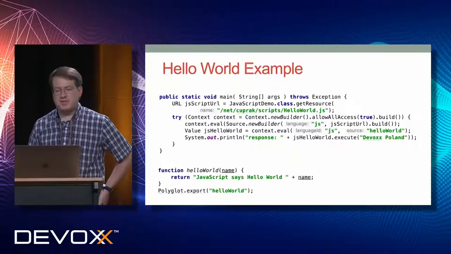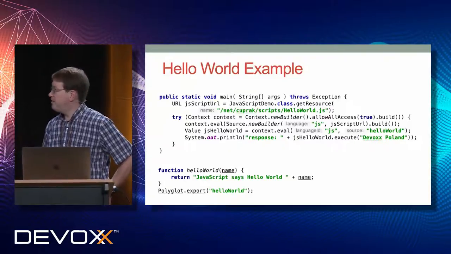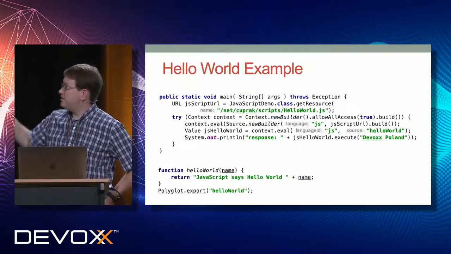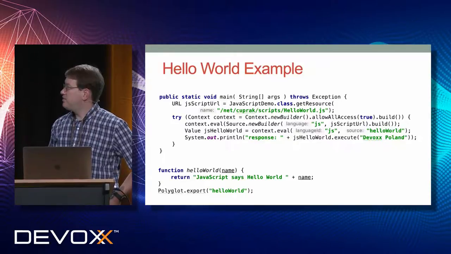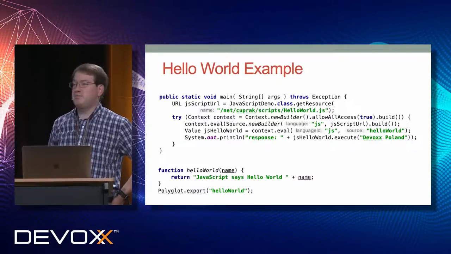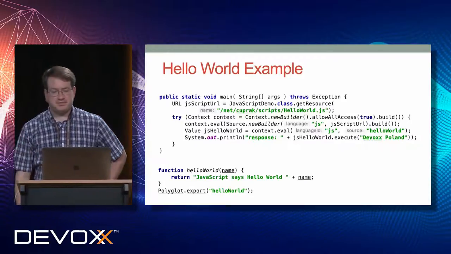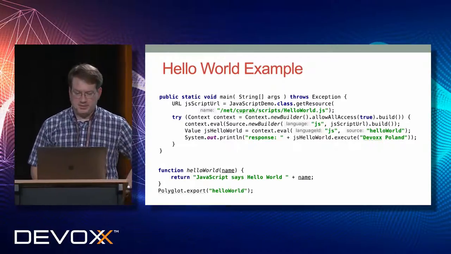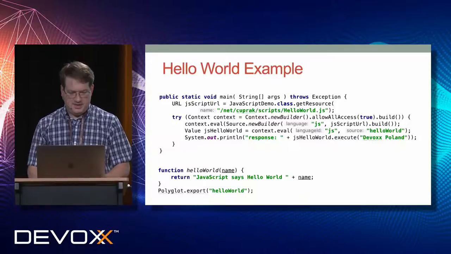So this is a simple example Hello World application, where I'm firing up a Java main method, calling out to JavaScript to execute Hello World, and printing out hello Devoxx. Up at the top we have the Java code, down at the bottom we have the JavaScript code. It's fairly simple. Let me hop over and run that.